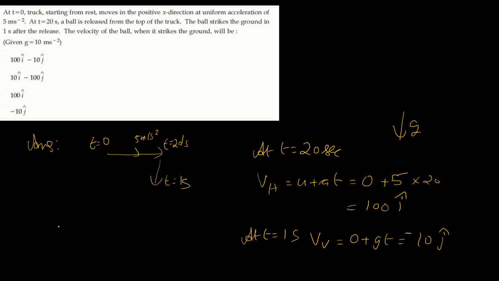So what is the final velocity, combining both horizontal and vertical? 100 i cap minus 10 j cap. It's a simple concept, guys. No need to get bothered with top concepts and all. Just understand the concept, apply the formulas. How minus 10 came means that the ball is falling to the ground, means it's in vertical direction going downwards, which means negative.